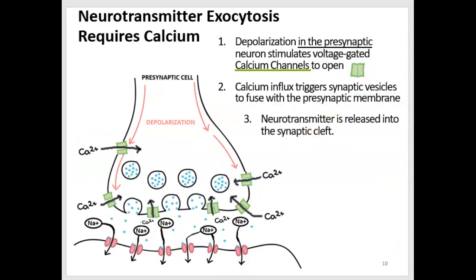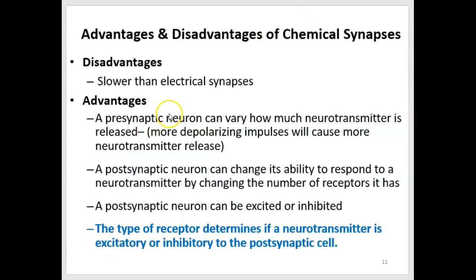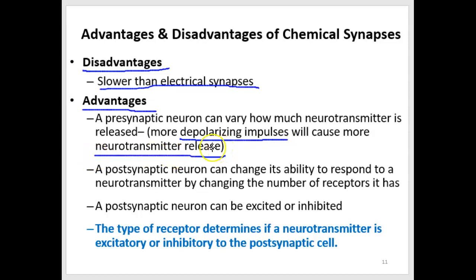Now the advantages and disadvantages of a chemical synapse exist just like we had with the electrical synapses. So one disadvantage is that it's slow. It's much slower. But the advantages outweigh the disadvantages. For example, a presynaptic neuron can vary how much neurotransmitter is released. So the more depolarization or the more impulses, the more you're going to get neurotransmitter released, and then you'll have more effect on the postsynaptic neuron.